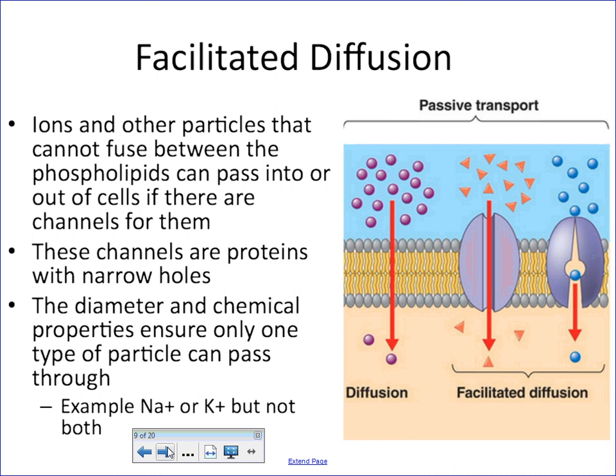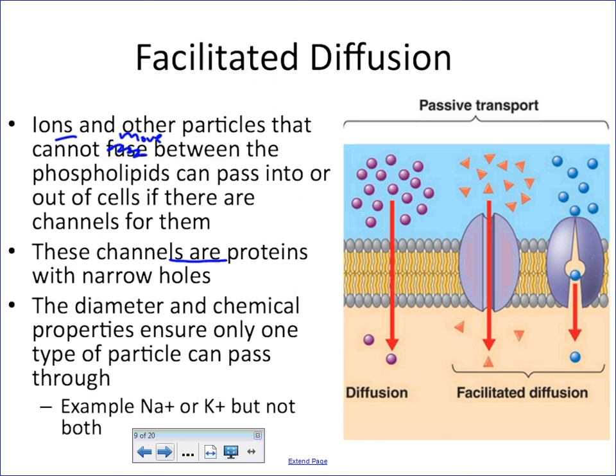Using this idea of diffusion, we can now apply it to facilitated diffusion. When you have ions and other particles that cannot move between the phospholipids, they can pass in and out of cells if there is a channel for them. And this is the idea of facilitated diffusion.